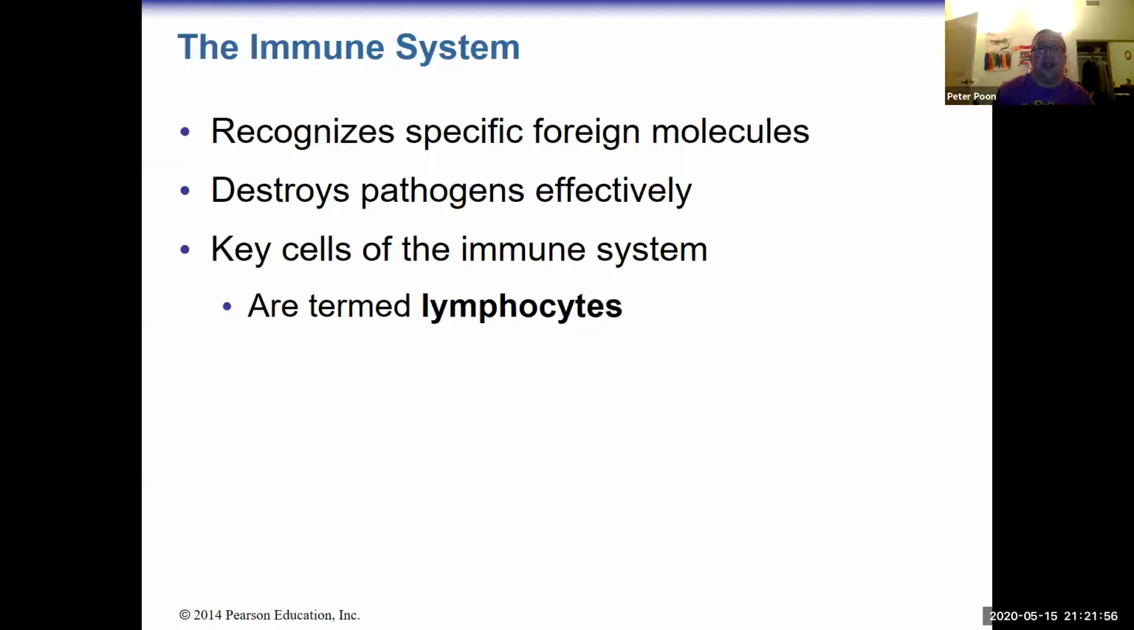The immune system. The immune system recognizes specific foreign molecules. So the immune system kicks in usually after your first 2 lines of defense have been penetrated. So it's gotten through your skin. It's gotten past the neutrophils and macrophages. Now, if you don't kill it, it will wreak havoc on your body. The key cells of the immune system are called lymphocytes, as they primarily hang around in lymph nodes and in the lymphatic tissue.